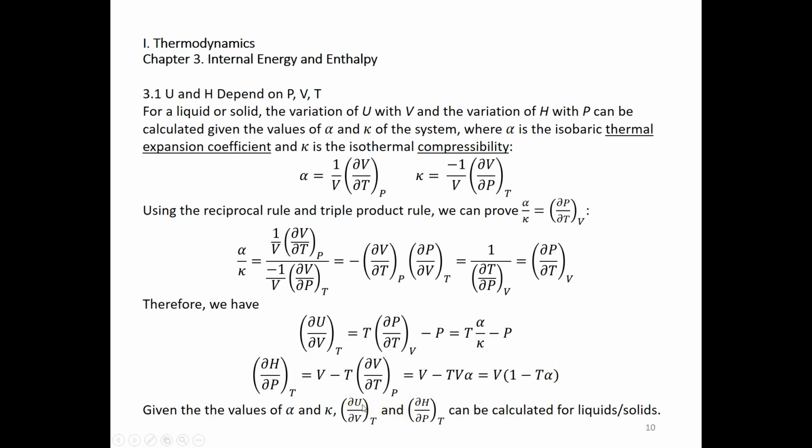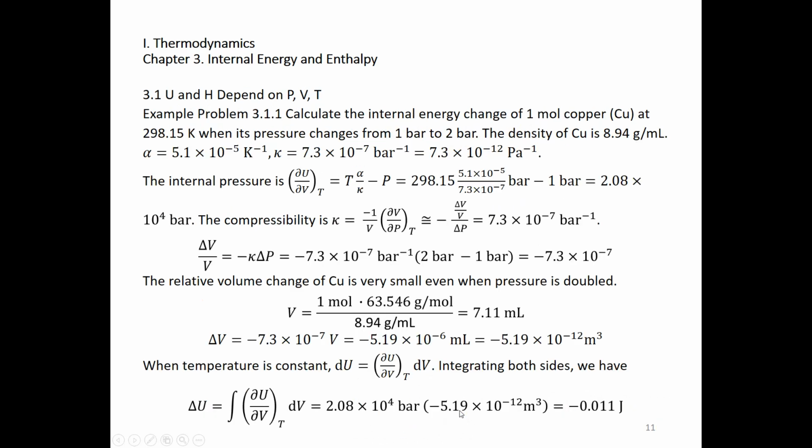In summary, if we know the values of alpha and kappa, we can calculate how U depends on V and how H depends on P for a liquid or solid under a constant temperature condition. Now let's look at one numerical example. We'll calculate the internal energy change of 1 mole copper, a solid, at room temperature when its pressure changes from 1 bar to 2 bars.